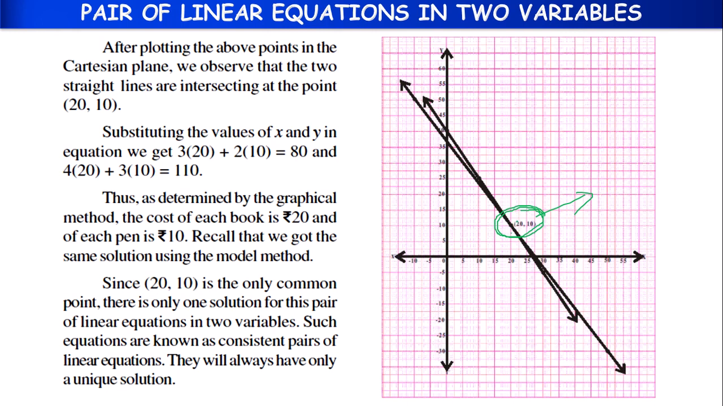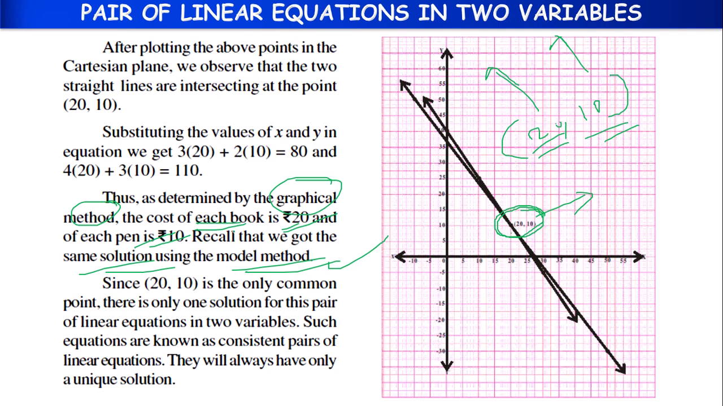According to that, the point is 20 comma 10, so the cost of each notebook is 20, the cost of each pen is 10. So by the graphical method, we have got the cost of each book 20, the cost of a pen 10. Previously we did the same through the model method, and in the model method also we got the same answer. In the graphical method also we are getting the same answer.